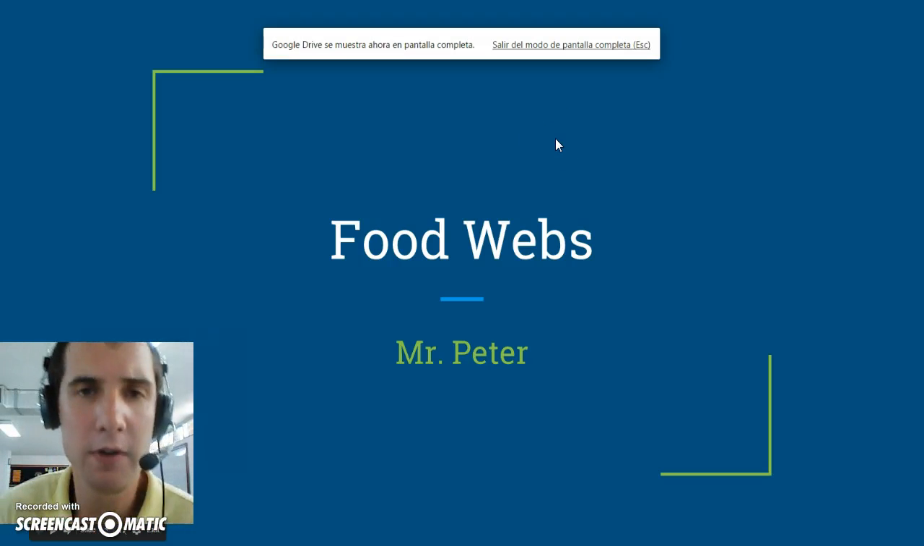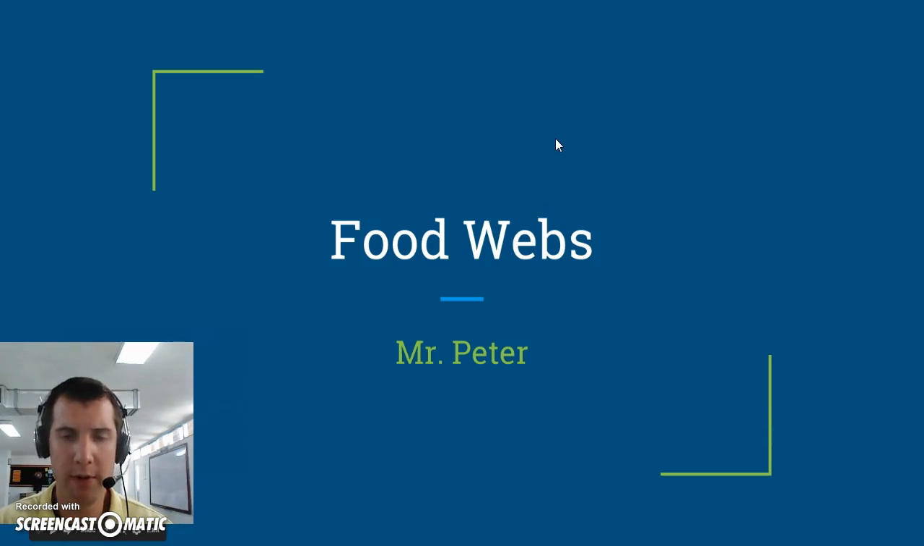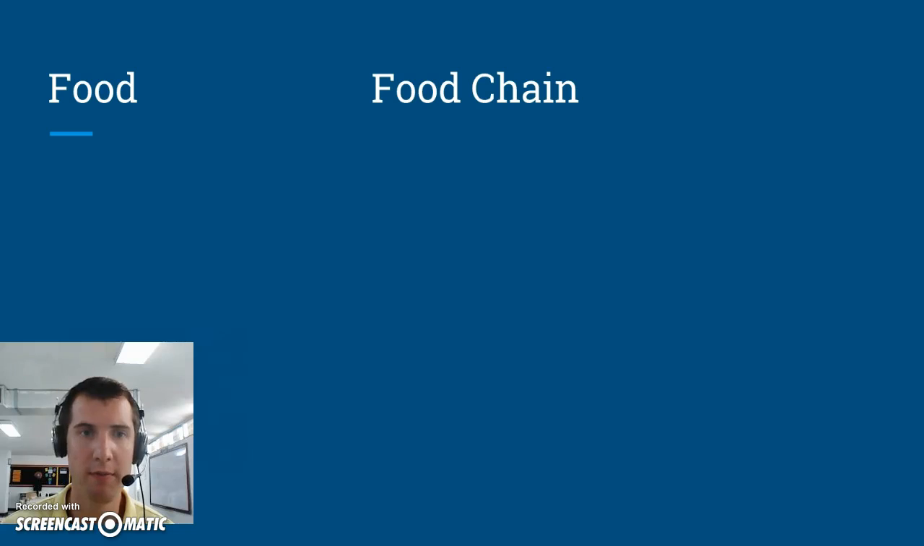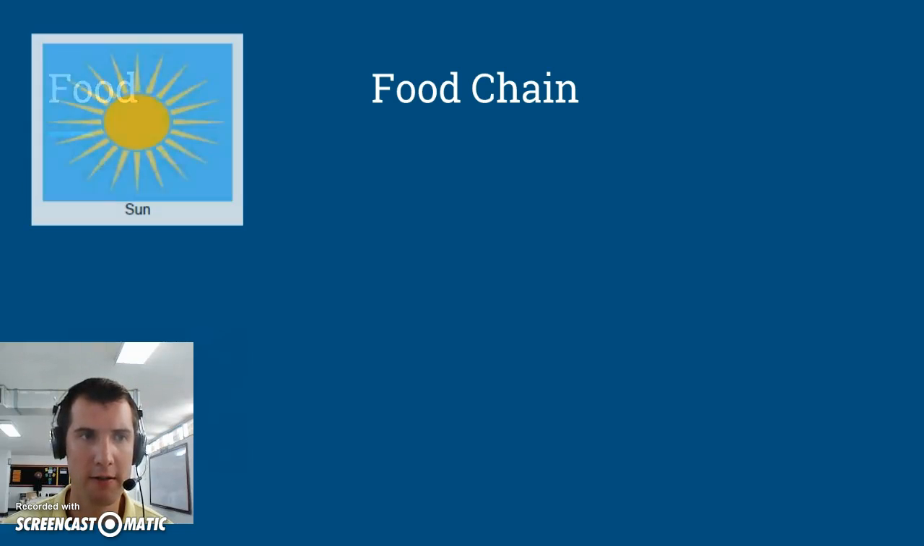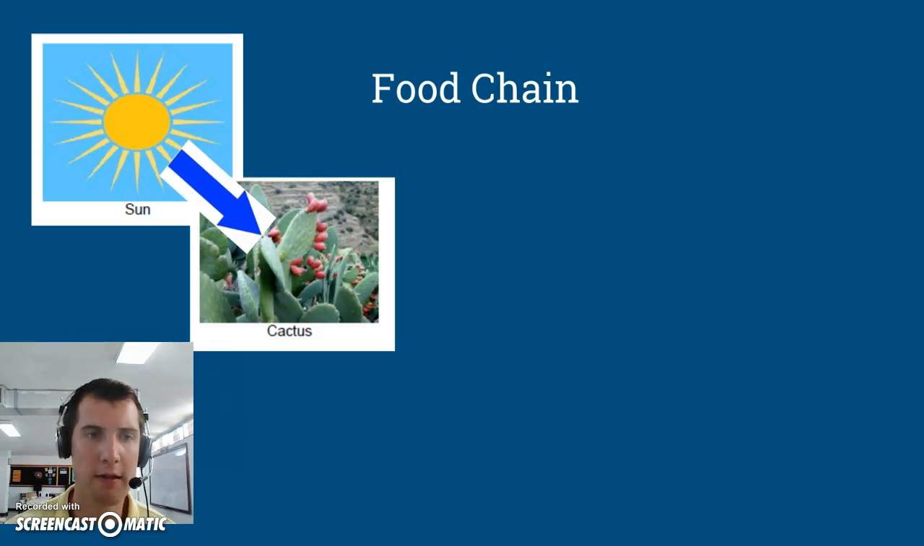Hey guys, I'm making this video to give you some information that you're going to need for the quiz on Monday about food webs. So we've been talking about food chains in class. We talk about how energy starts from the sun and is then given to plants like the cactus. This is our desert food chain.